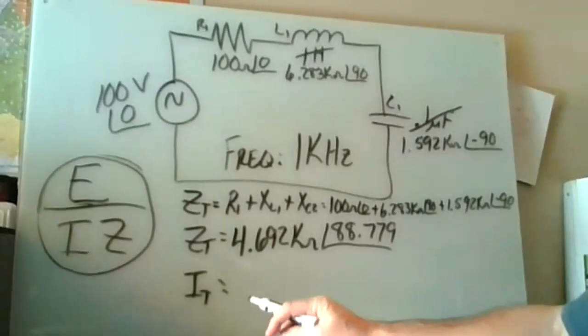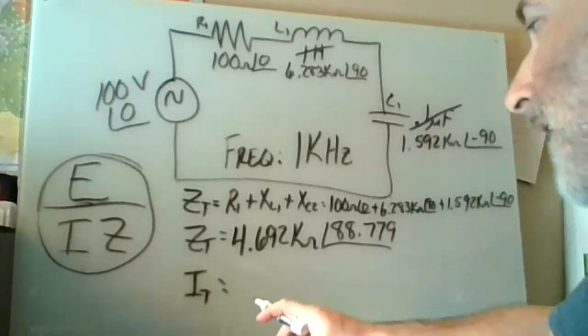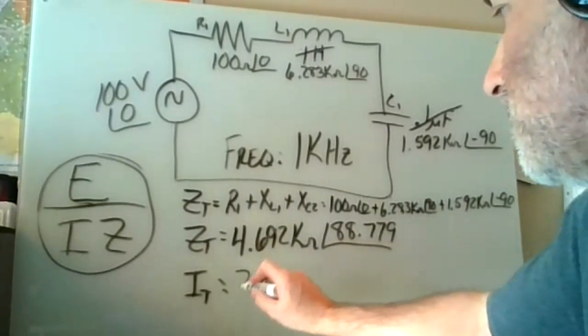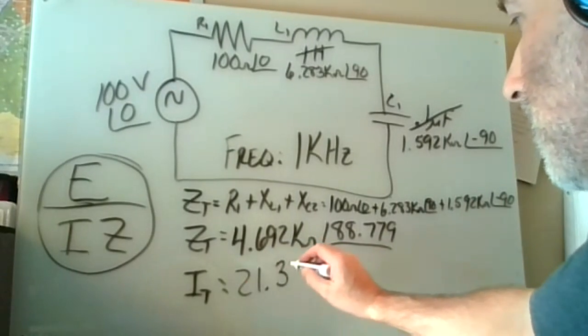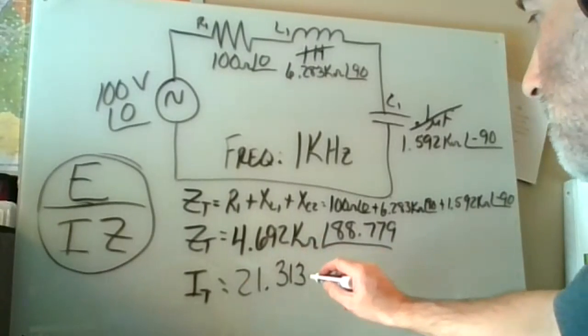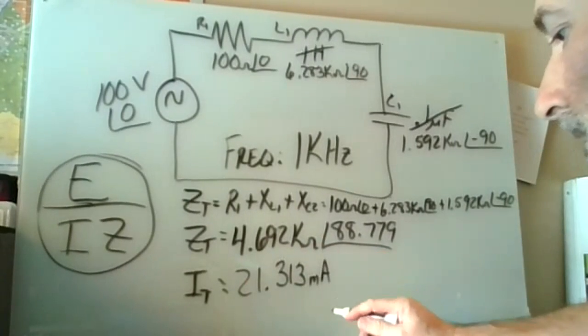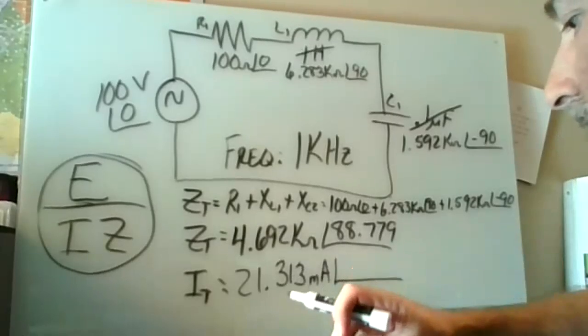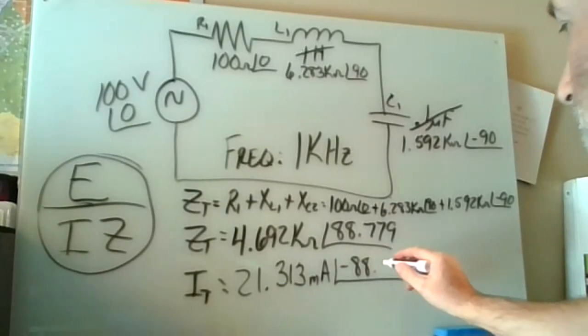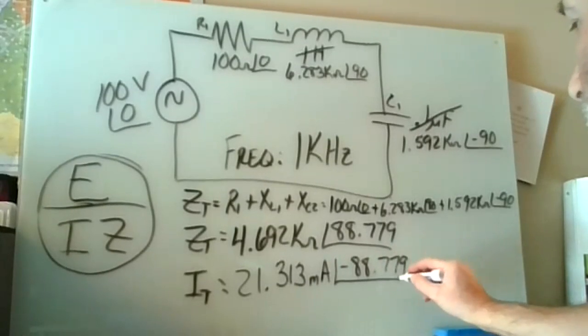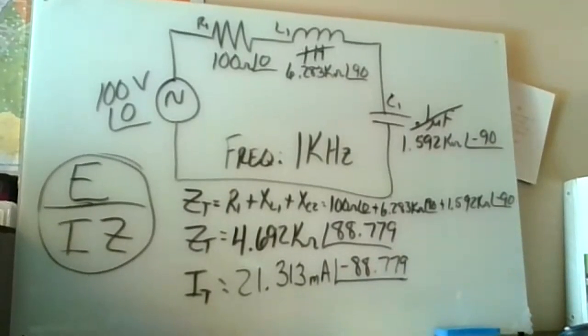This is where you're going to have to know how to move your decimal places now. It's not going to give you milli and all that. So when you do it, you should get 21.313 milliamps at an angle of negative 88.779. Is that what everybody got on their calculator? Because you get 0.0213125.7 and an angle negative 88.7787.